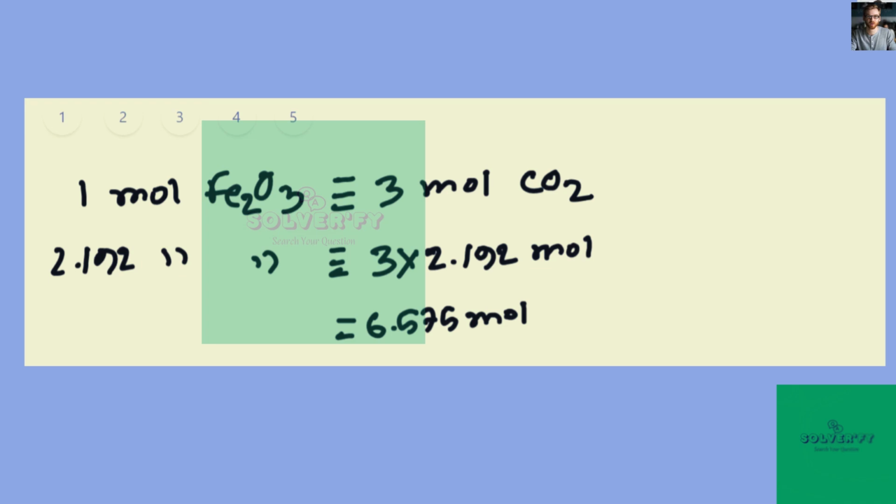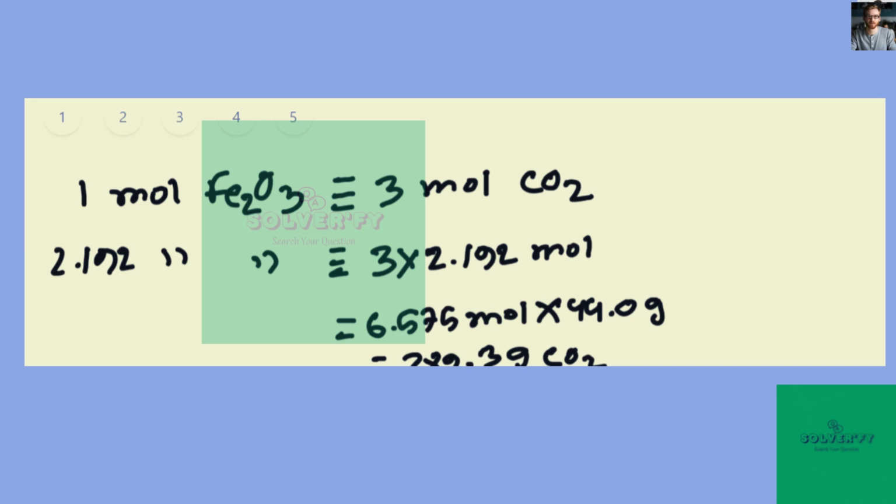CO2, and if we just want to find the mass of CO2, we just multiply this number of moles by the molar mass of CO2, which is 44 gram, and it will give us 289.3 gram CO2. So this is the mass of CO2, 289.3 gram, which will be produced from 0.350 kg of Fe2O3.